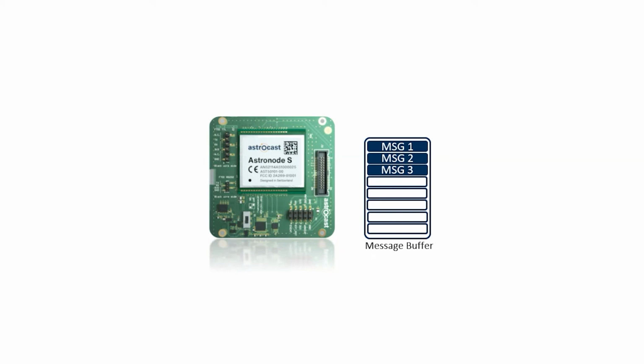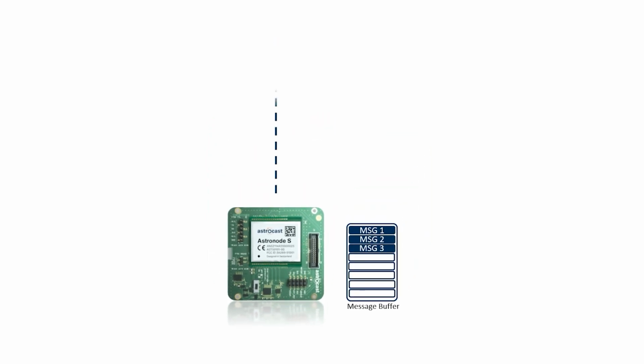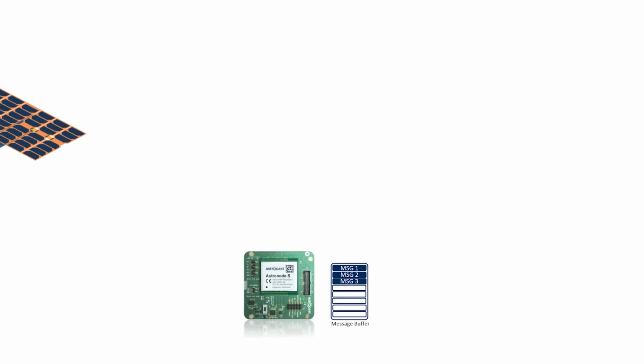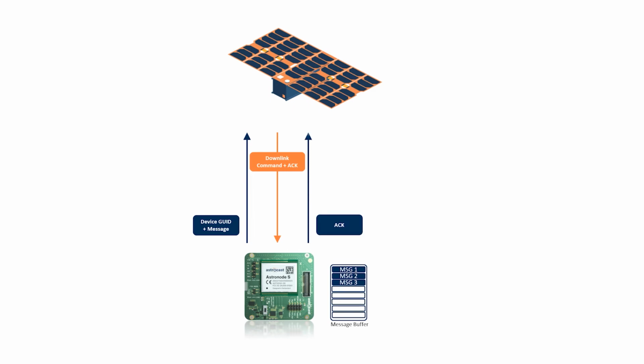When there is a message in the queue, the device tries to send this message to the satellite. Therefore, when it sees a satellite, it tries to establish communication with the satellite. When the uplink message is received, the satellite also receives the device GUID. The satellite then checks if it has any downlink commands for this particular device. When there is one, the satellite sends back an acknowledgement and that command back to the device, which is here the Astronode S. On seeing the downlink command, Astronode S sends back an acknowledgement to the satellite.